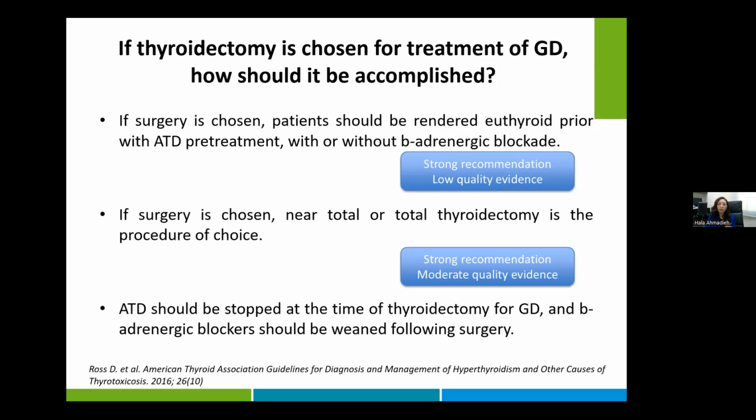If we choose surgery for those patients, then they should be rendered euthyroid before going to surgery. They should be biochemically euthyroid. So we will treat them with antithyroid treatment until they're euthyroid. And sometimes we may elect to give them beta blockers before the surgery. If surgery is chosen, it's better to go for near total or total thyroidectomy. And as soon as the surgery is planned, the antithyroid treatment should be stopped.